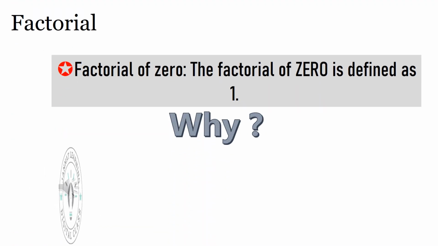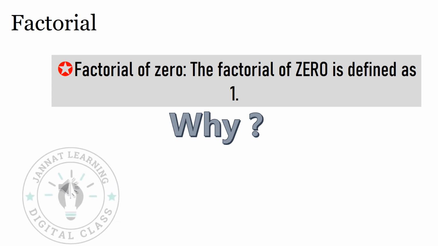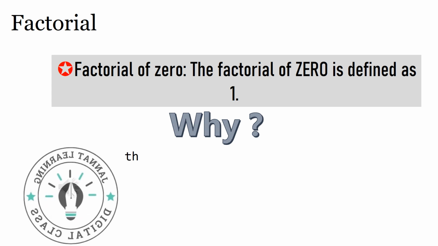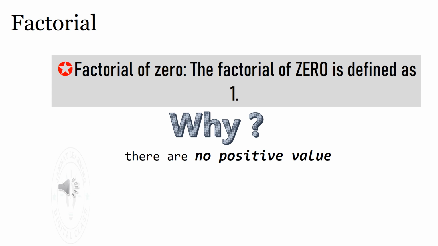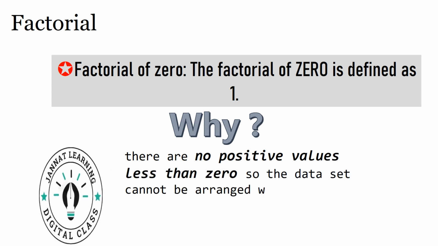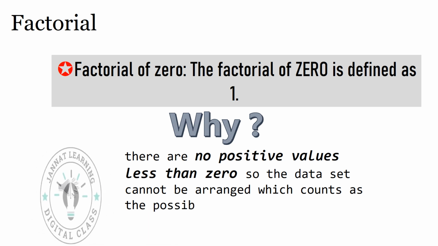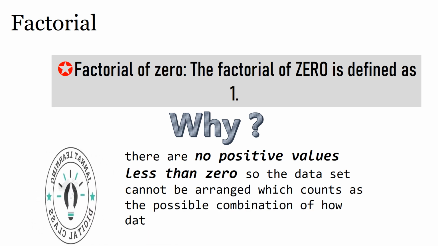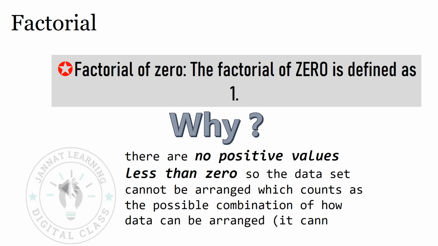Factorial of 0. The factorial of 0 is defined as 1. Why? There are no positive values less than 0, so the data set cannot be arranged, which counts as the possible combination of how data can be arranged. It cannot. Thus, 0 factorial equals 1.